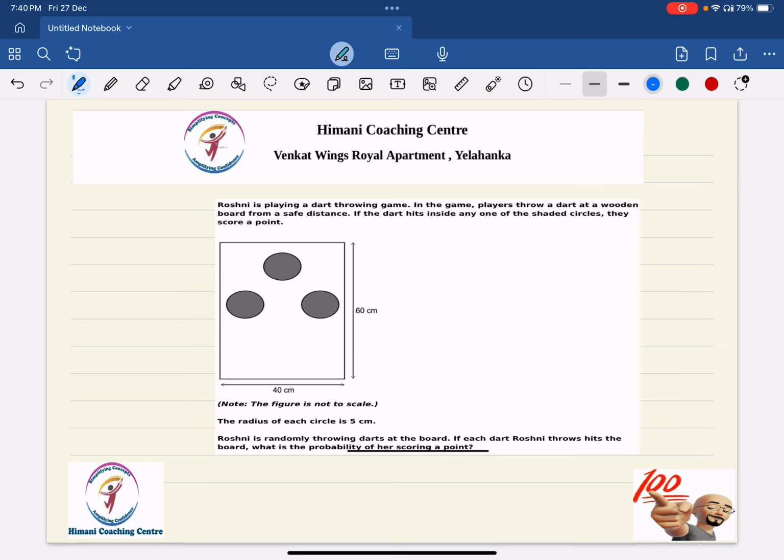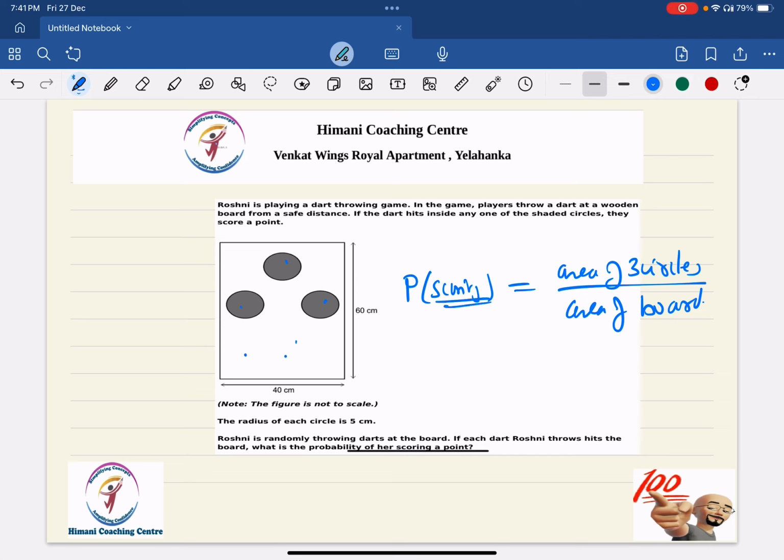Okay. Now, the dart may hit the board. It may hit here, here, here, or it may hit inside the circles. So when she hits inside the circles, then she is scoring a point. So, what is the probability of her scoring a point? When she is hitting inside the circle, that means area of three circles divided by area of the board. So, that is the probability of her scoring.